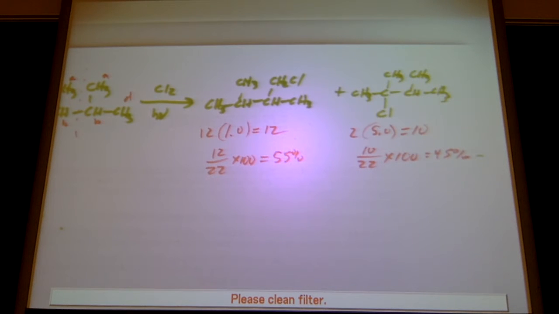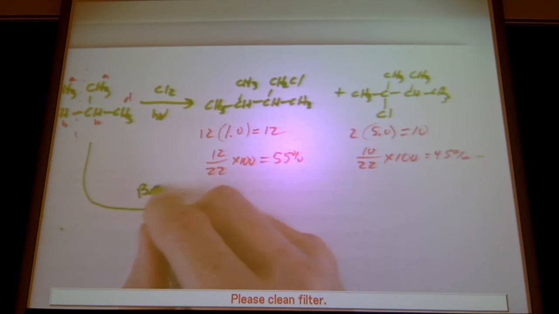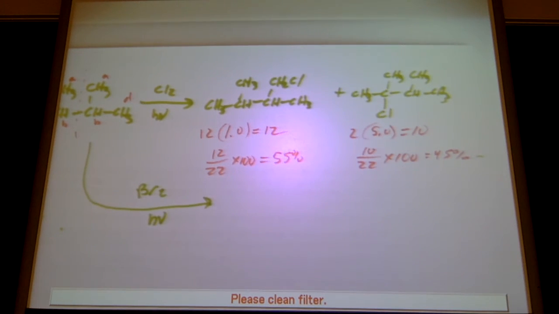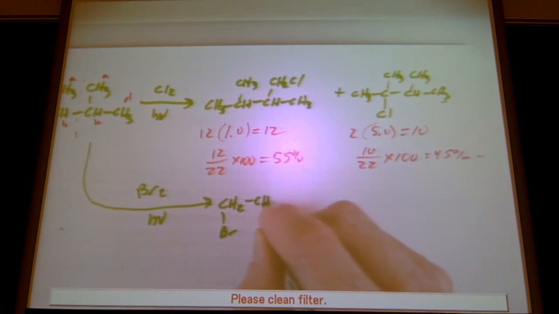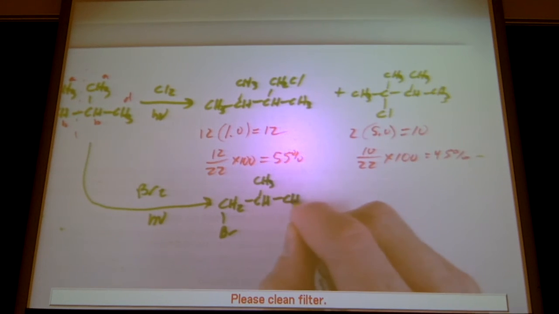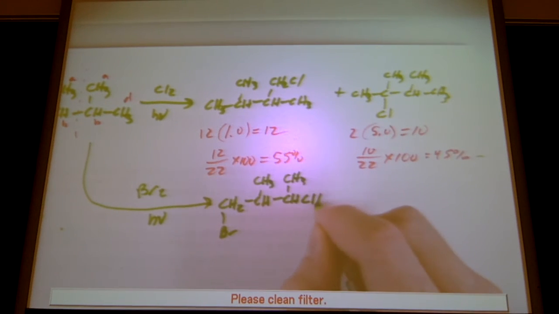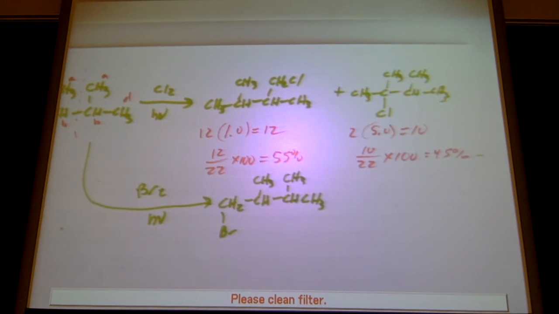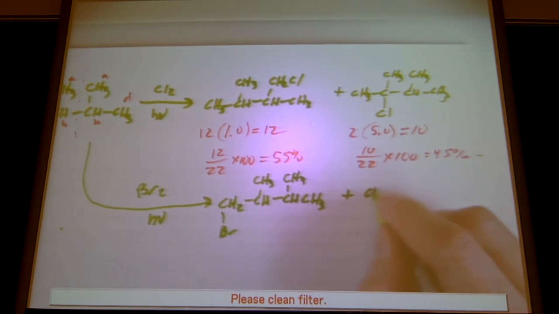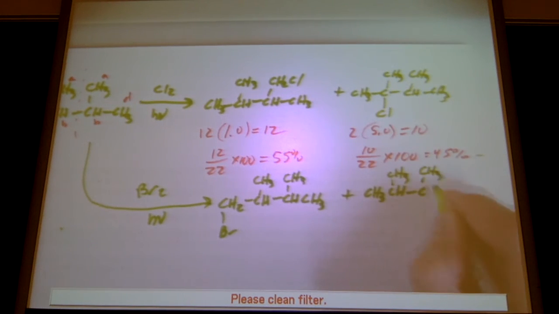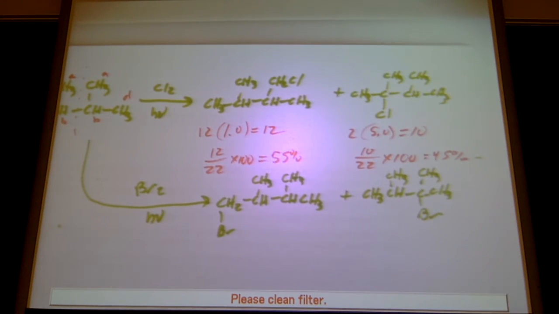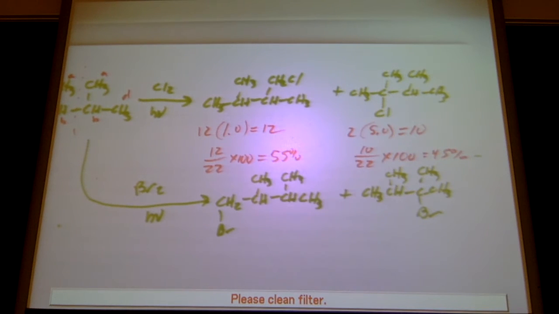Now, if I look at bromination, I get the same products. Put my bromine on a different one this time, because it doesn't matter which one I put it on, because they're all equivalent. Again, just to change it up some, I'll put it on the other one. That's going to be equivalent as if I put it on that one.